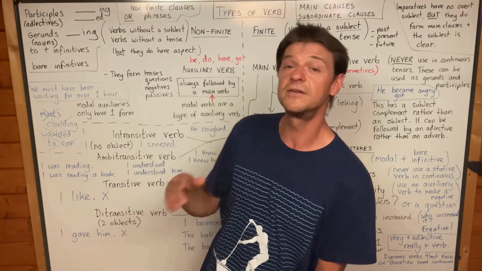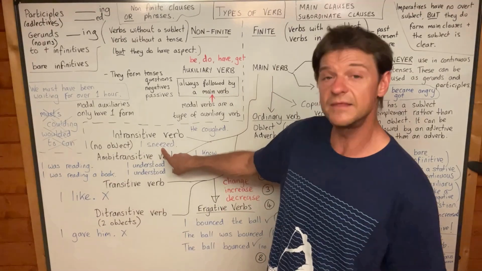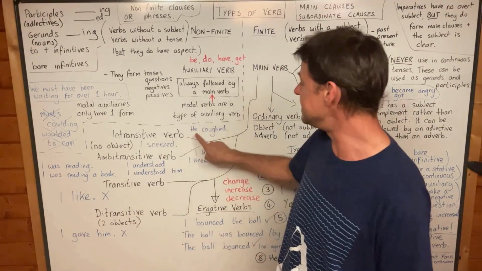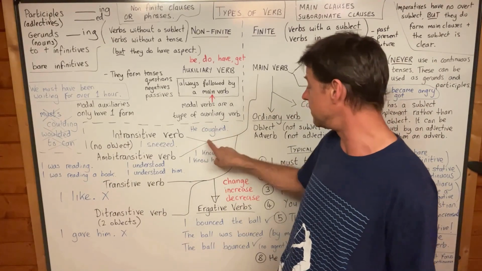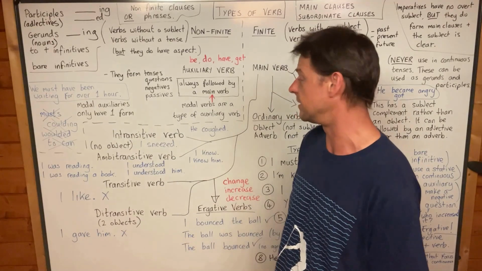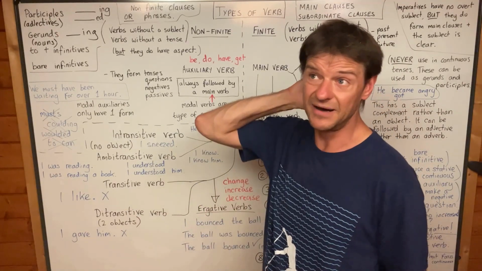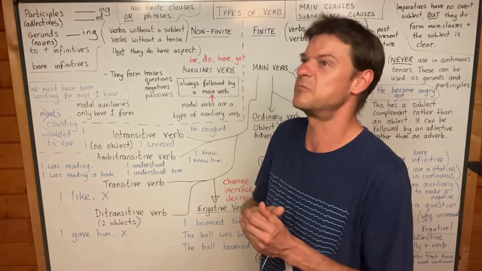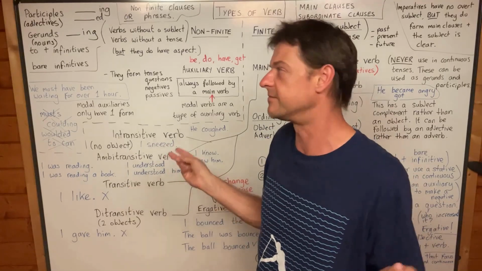I sneezed is a main clause. Notice it has a subject and a verb in the past tense. He coughed is a main clause. It has a subject and a verb in the past tense. Yeah, so that's a finite verb. That's a finite verb. But if you say 'Coughing all day, I couldn't get rid of my cold,' something like that.